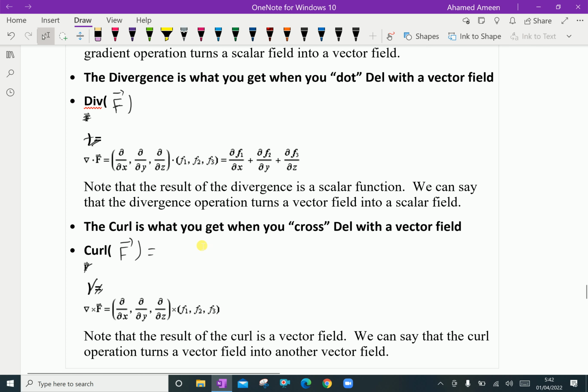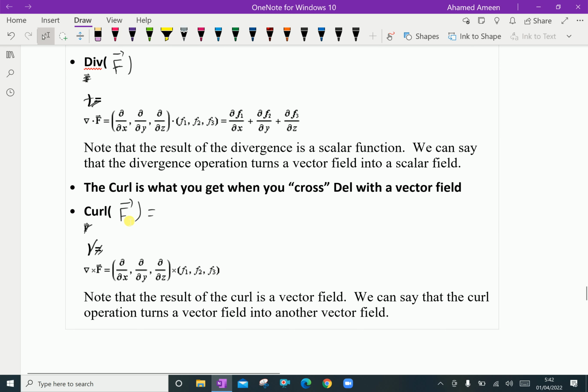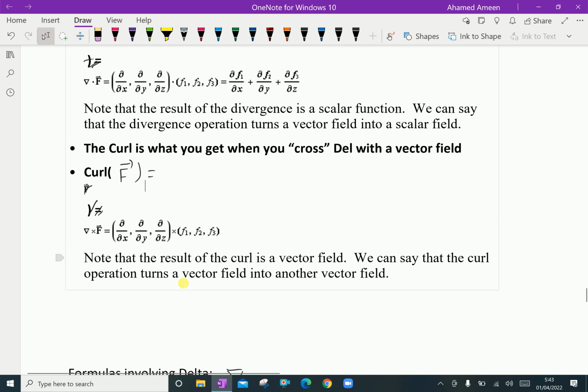The curl is what you get when you cross delta with a vector field. The curl of f vector is delta cross f vector, which is equal to (∂/∂x, ∂/∂y, ∂/∂z) cross product (f1, f2, f3). Note that the result of the curl is a vector field. We can say that the curl operation turns a vector field into another vector field.